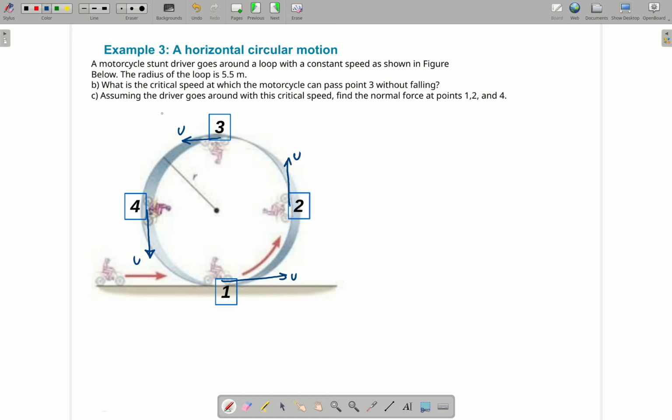The radius of the loop is given as 5.5 meters. As I told you before, I like putting numbers on the pictures. It helps me see the situation better. What else is given? Nothing else. What is the critical speed at which the motorcycle can pass point 3 without falling? So I have to apply Newton's second law to point 3. Let me put this here.